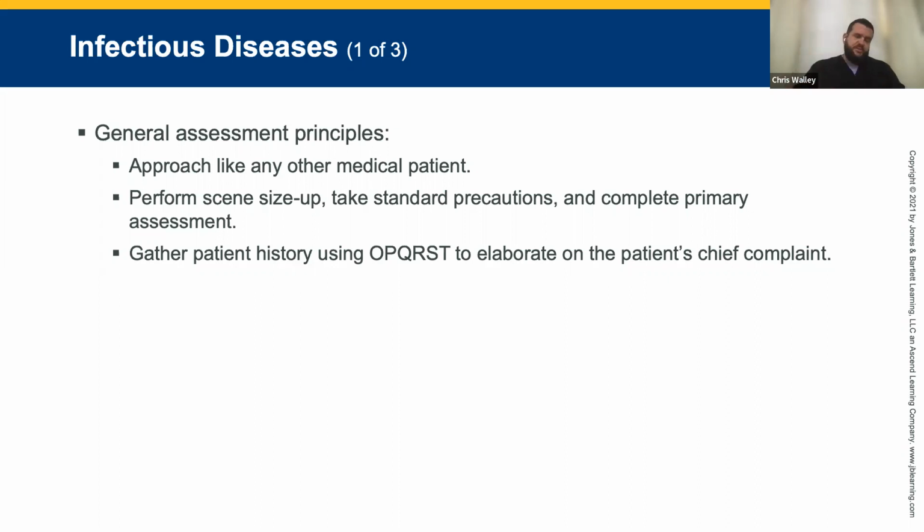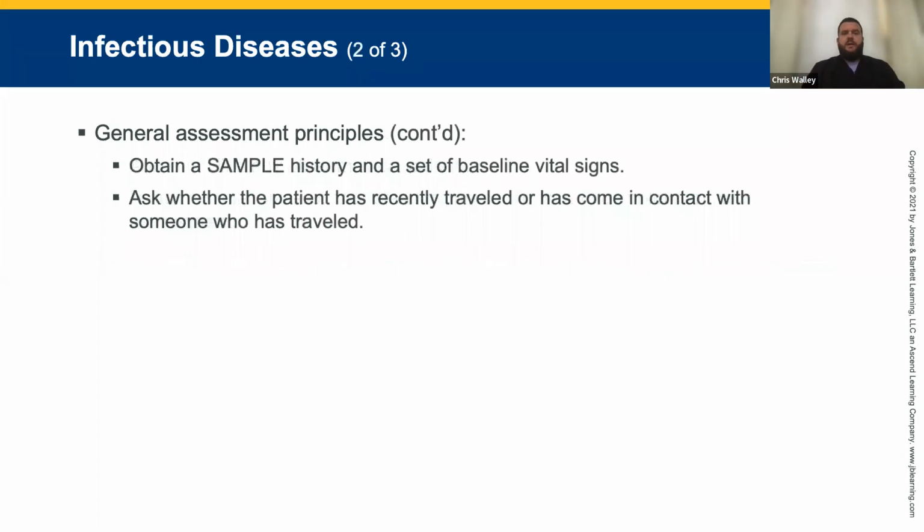Gather patient history using OPQRST and all that cool stuff. A lot of times if you're doing an interfacility transfer and you know that they have a particular infection or disease, you may have to use other types of precautions for personal protective equipment. Obtain a SAMPLE history, we talked about that. This is really the same assessment we're going to do on any patient. They're not any different.